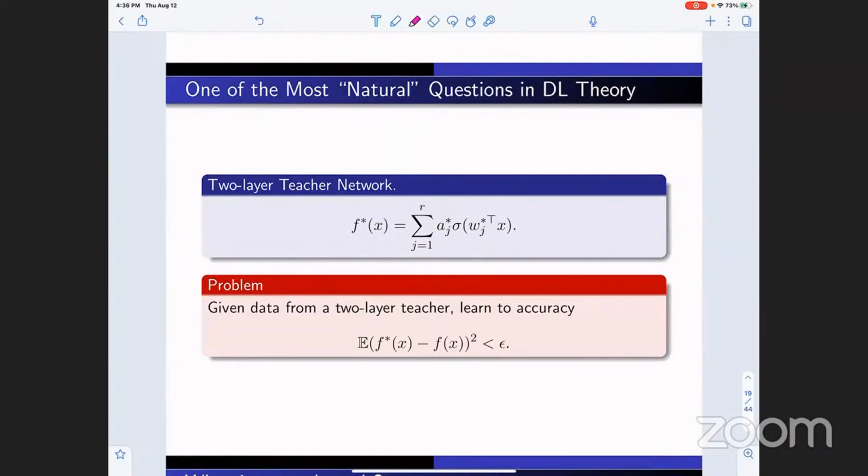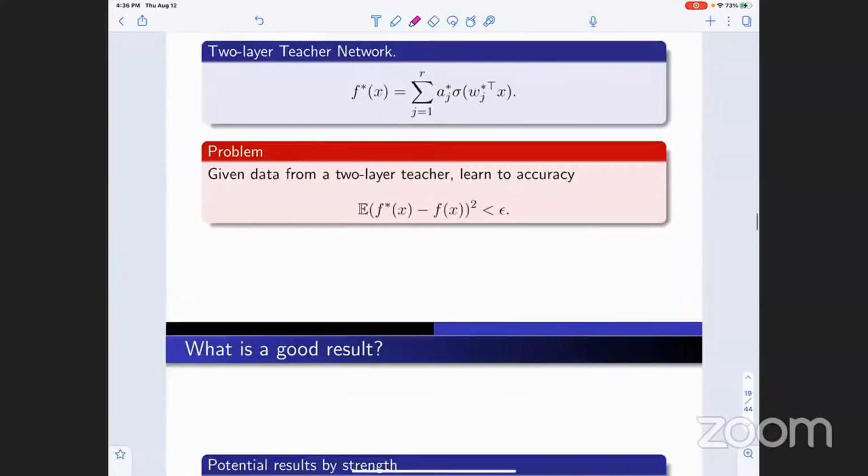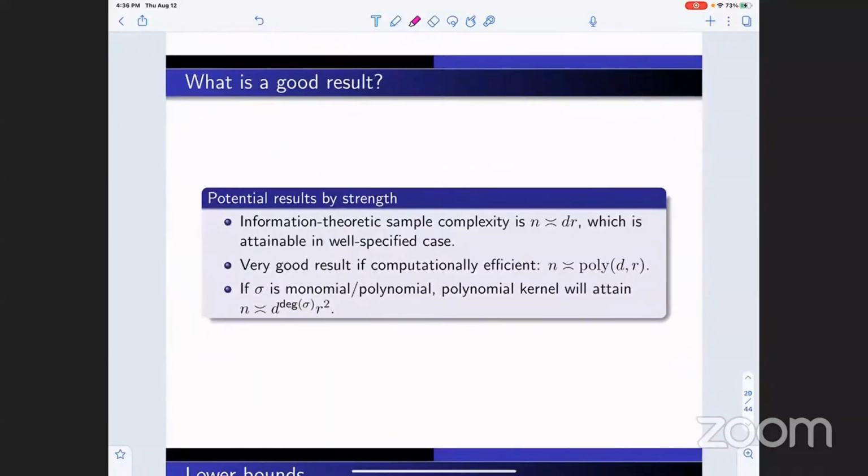So take that you have a teacher network, let's say a 2-layer to be simple. And given data from this 2-layer network, I want to learn to accuracy epsilon. How many samples do I need and how much time do I need? So let's look at some potential results.